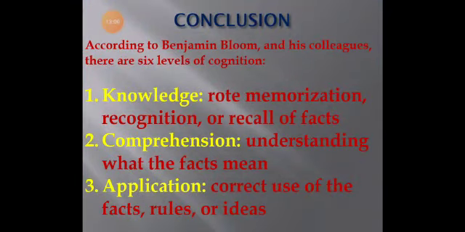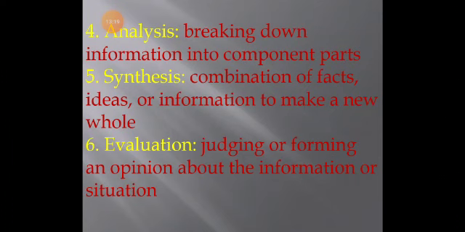According to Benjamin Bloom and his colleagues, there are 6 levels of cognition: knowledge, which is showing the rote memorization, recalling of facts, figures; comprehension, understanding what the facts mean; application, correct use of facts, rules, or ideas; analysis, breaking down information into component parts; synthesis, combination of facts, ideas, or information to make a new whole; evaluation, judging or forming an opinion about the information or situation.